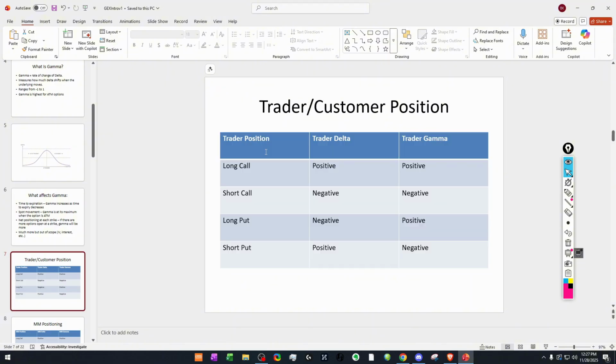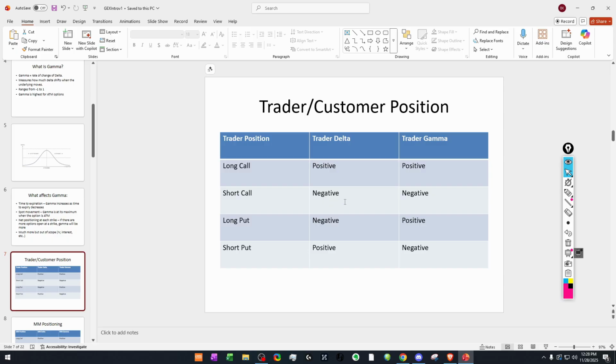So depending on the option position, the trader or the customer, as they call it, is going to have either positive or negative delta and positive or negative gamma. Positive or negative can be interchanged with long or short. So if you're positive delta, you're long delta. If you're positive gamma, you're long gamma. And then same thing on the other side.